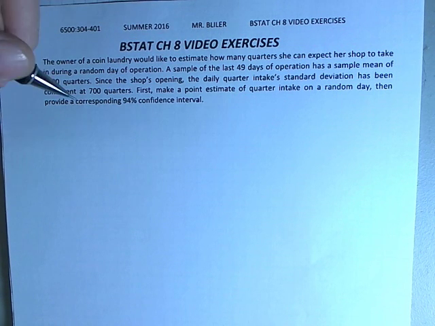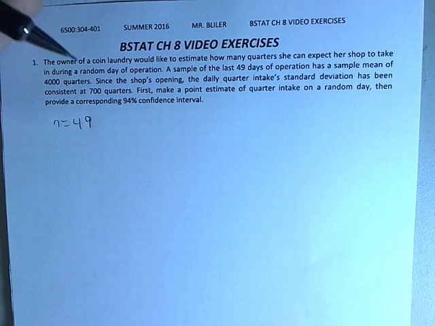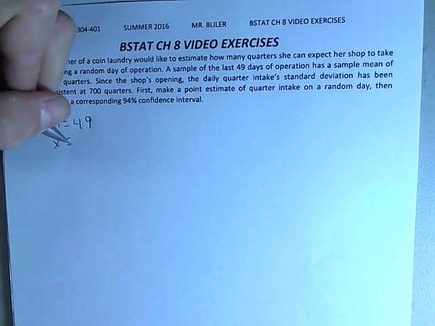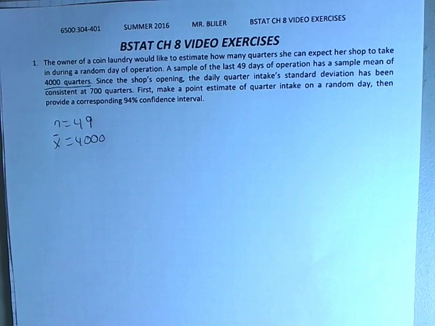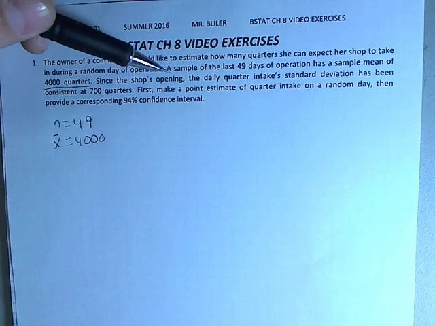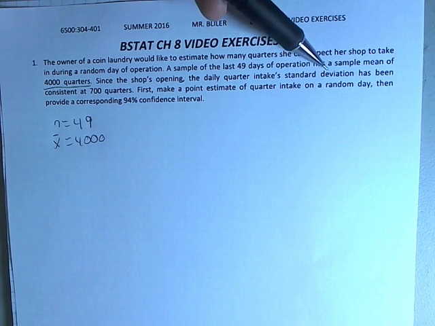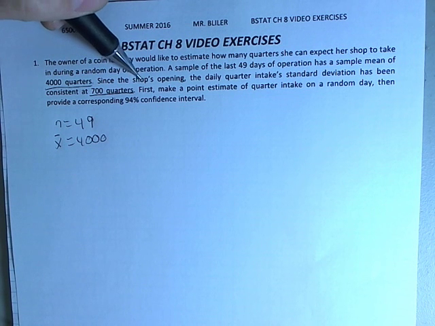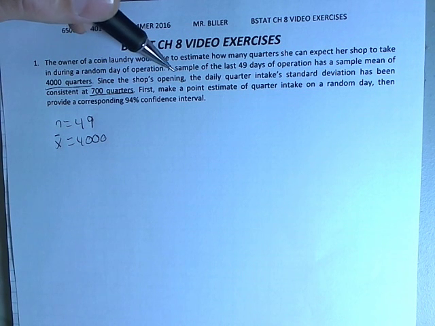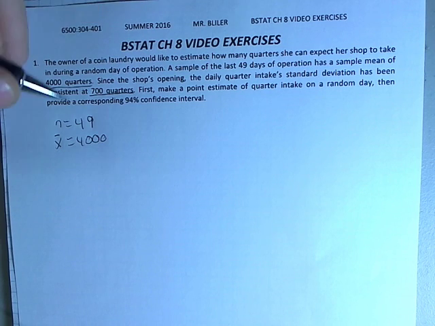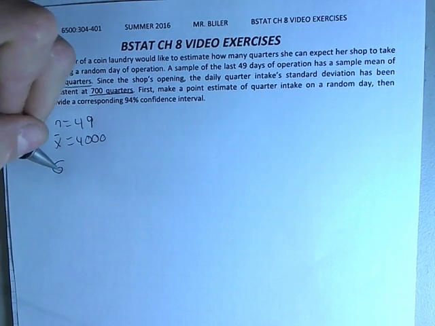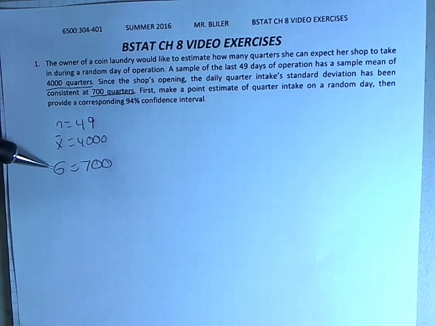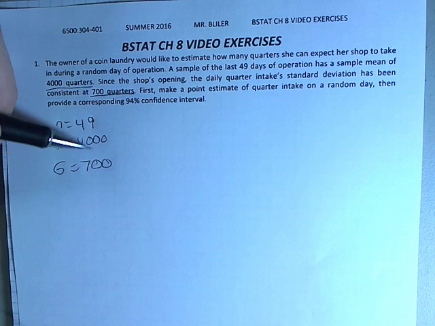We're told we have a sample here, so let's jot down that sample information. A sample of 49 days of operation has a sample mean of 4,000 quarters. And we're also told that since the shop's opening, the daily quarter intake's standard deviation has been consistent at 700 quarters. Because this refers to the shop's opening, that involves every day that the shop has ever operated, and thus that is a population parameter. Population standard deviation here is 700 quarters. Therefore, the population standard deviation, or sigma, is known.